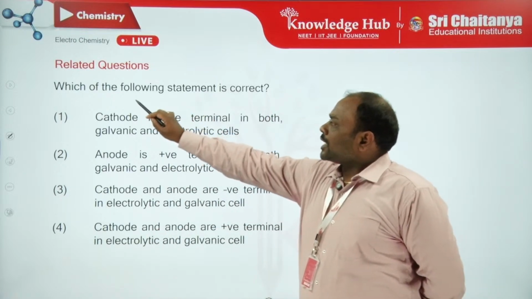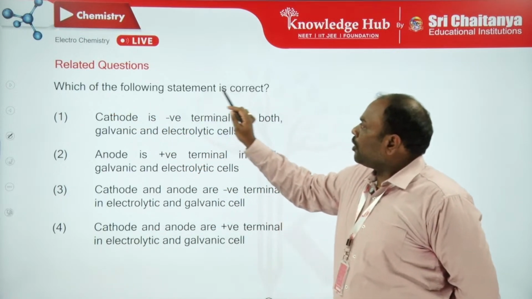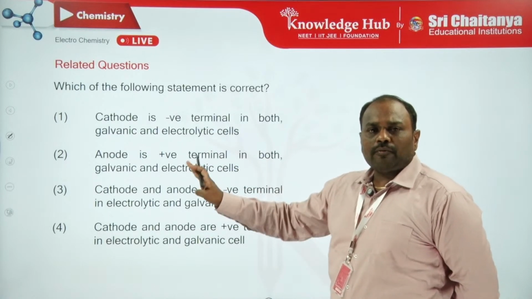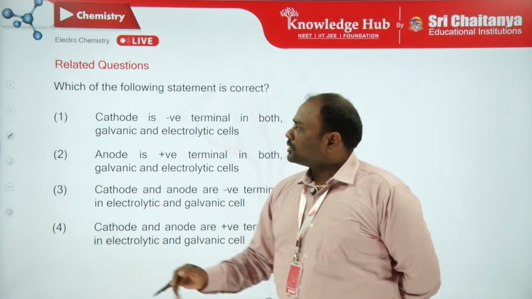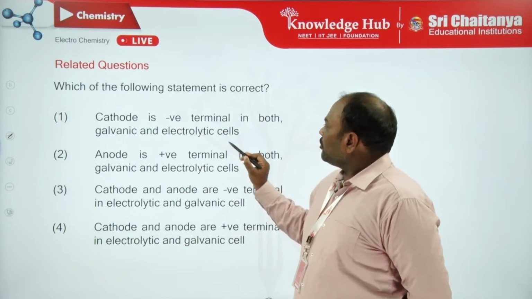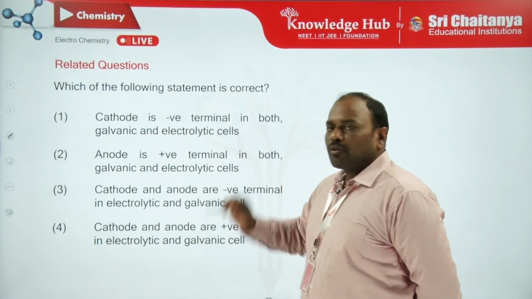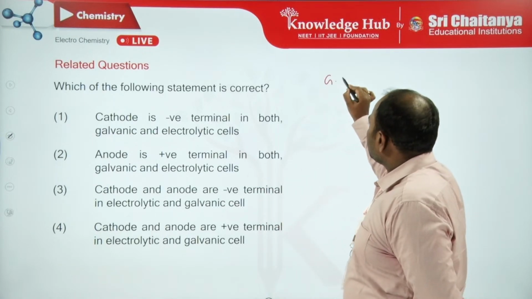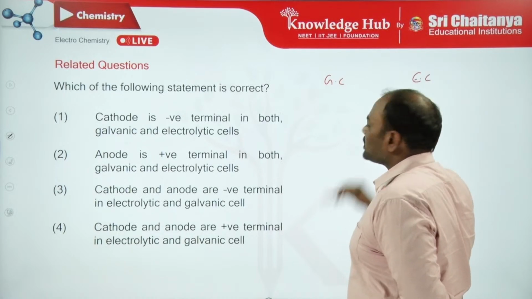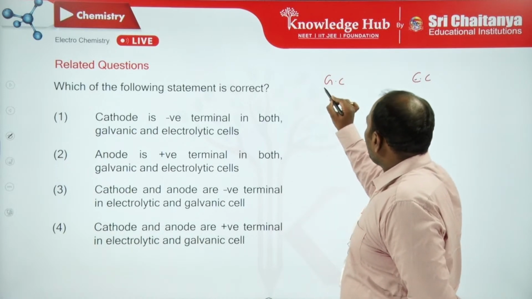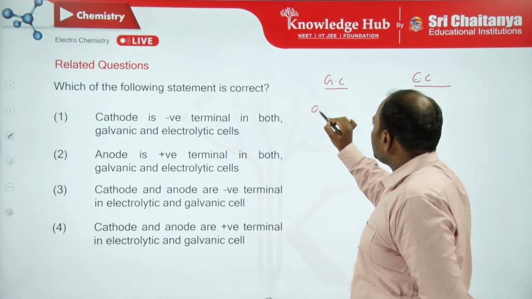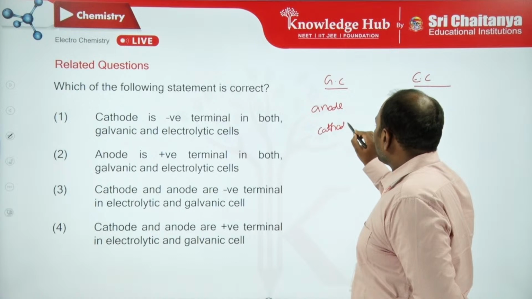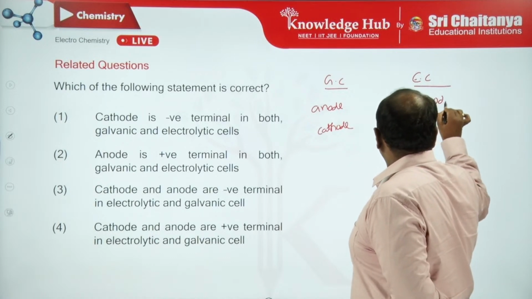See, what is the given question? Which of the following statements is correct? Four options are given. Out of the four we have to choose which option is correct. See, cathode is the negative terminal in both galvanic and electrolytic cell. Just now we have discussed that. In the galvanic cell and electrolytic cell we use the anode and cathode.